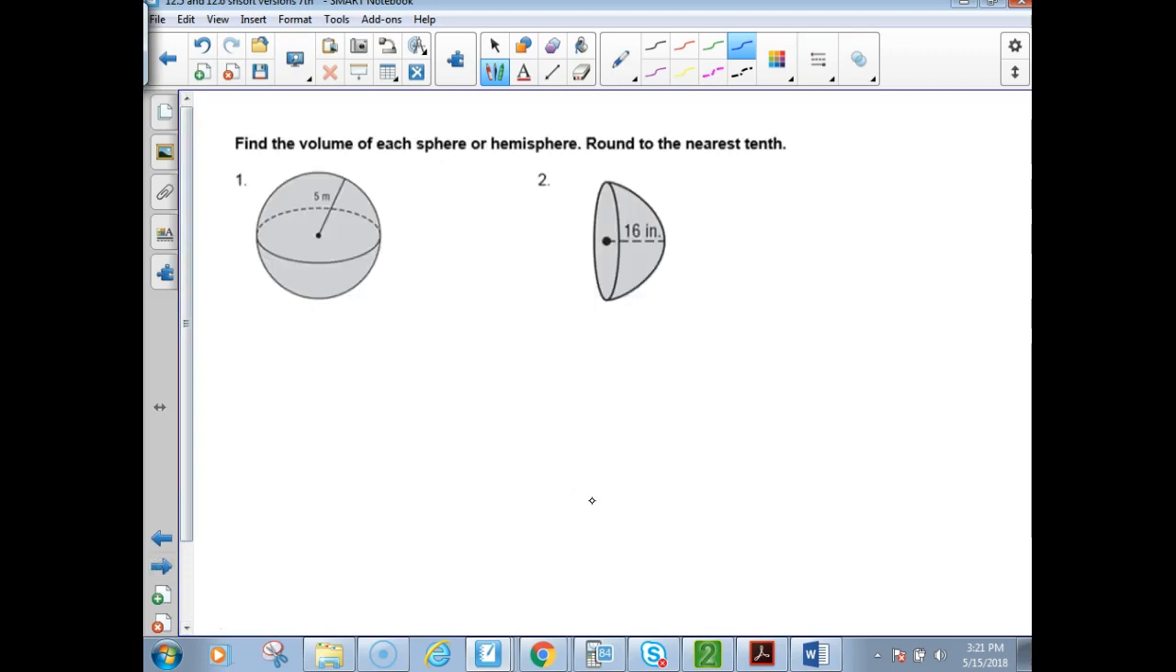I'll just do a couple of these. 1 and 2 are my only examples. So this would be 4 pi times 5 to the third divided by 3.